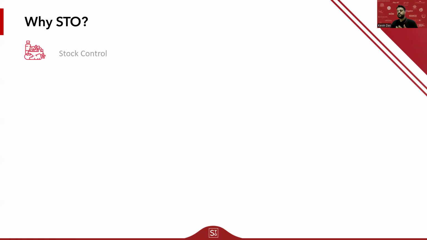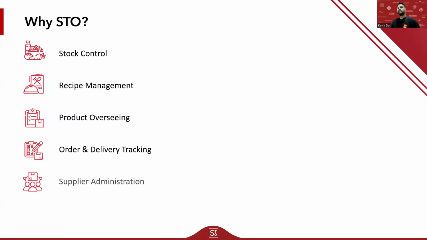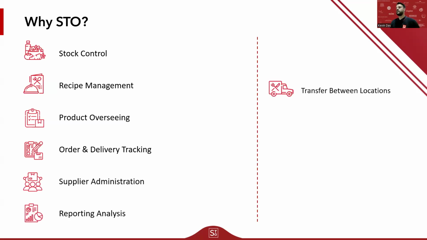Why would you want to opt for STO? We have a feature of stock control, which is our primary software, what it's running for, stock inventory. We have the feature for recipe management. We have the feature for product overseeing, for ordering, delivering, tracking, for supplier administration, reporting analysis, and transfer between locations, which was discussed in the previous webinar. And then we have something now which we call the enterprise mode.